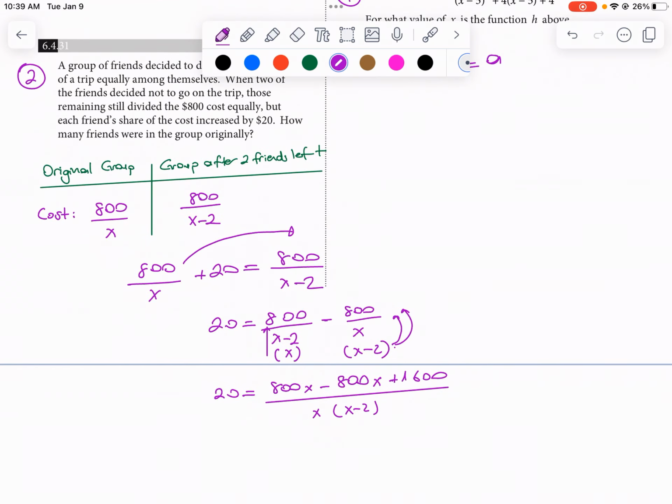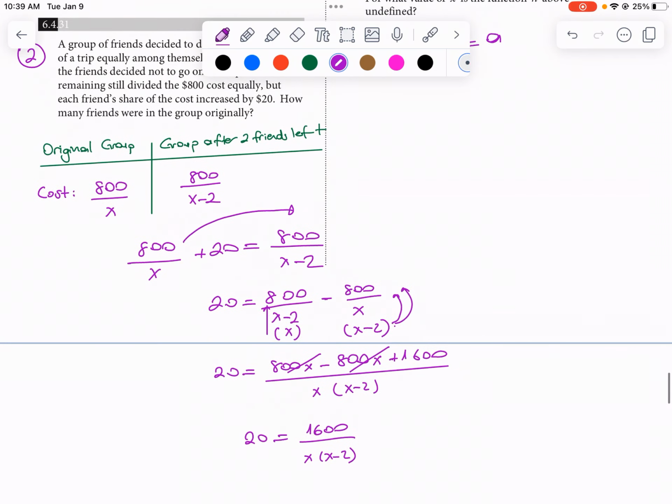Okay, then we just simplify it, guys. 20 is going to be equal to positive 800X, and the negative 800X cancel out each other. So 1600 divided by X times X minus 2. Then we can use the cross products. So 20 times X minus 2 is equal to 1600. We divide both sides by 20. So 1600 divided by 20 makes 80. So X times X minus 2 is equal to 80.